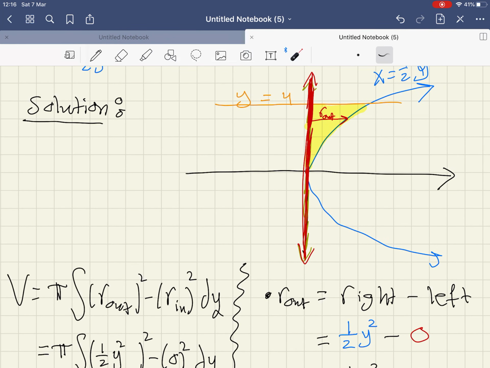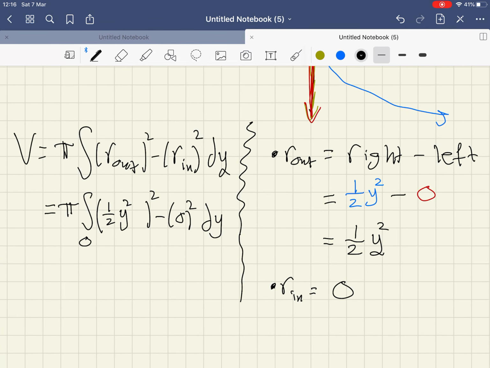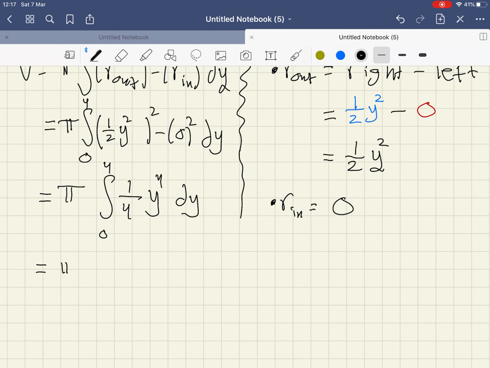And if we want to know the limits of integration, look at the R out. If we move it maximum down, we will reach 0. If we move it maximum up, we will reach 4. So this should be from 0 to 4. So the final one is the integral from 0 to 4 of 1 over 4 y to the power 4 dy. And this is equal to 1 over 20 y to the power 5 from 0 to 4, and you can find the final answer.